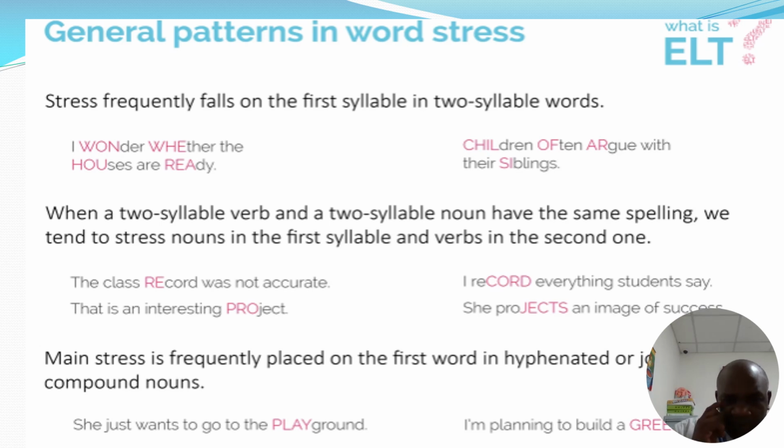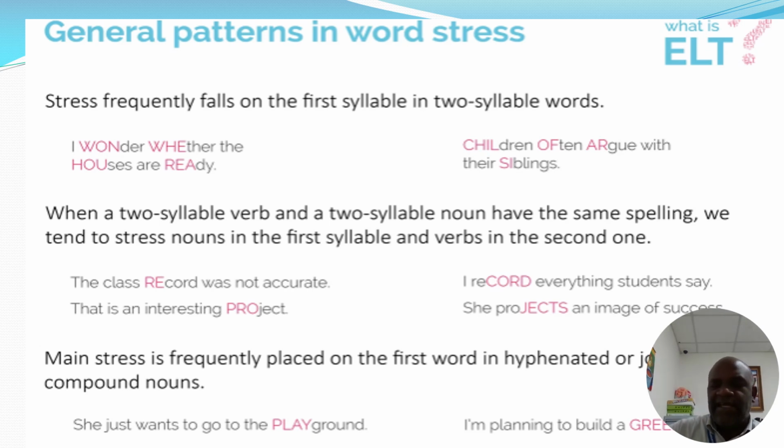The second rule says that when a two-syllable verb and a two-syllable noun have the same spelling, we tend to stress the noun on the first syllable and the verb on the second one. For example, the class record was not accurate. That is an interesting project. Record, record, most powerful stress. Record. Project.